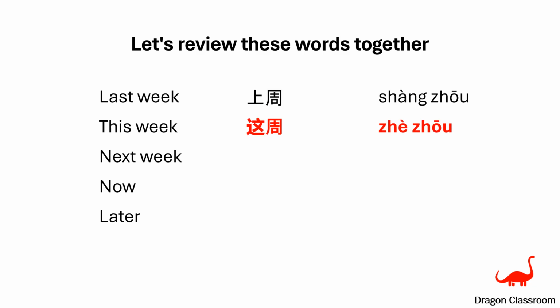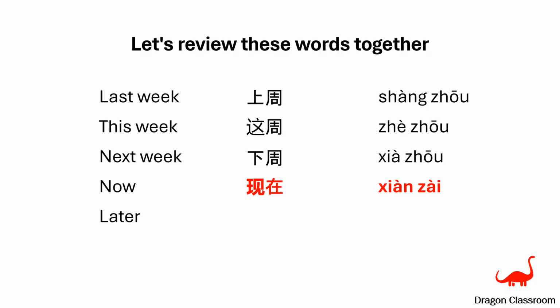This week is 这周. This week is 这周. Next week is 下周. Next week is 下周. Now is 现在. Now is 现在. Later is 之后. Later is 之后.